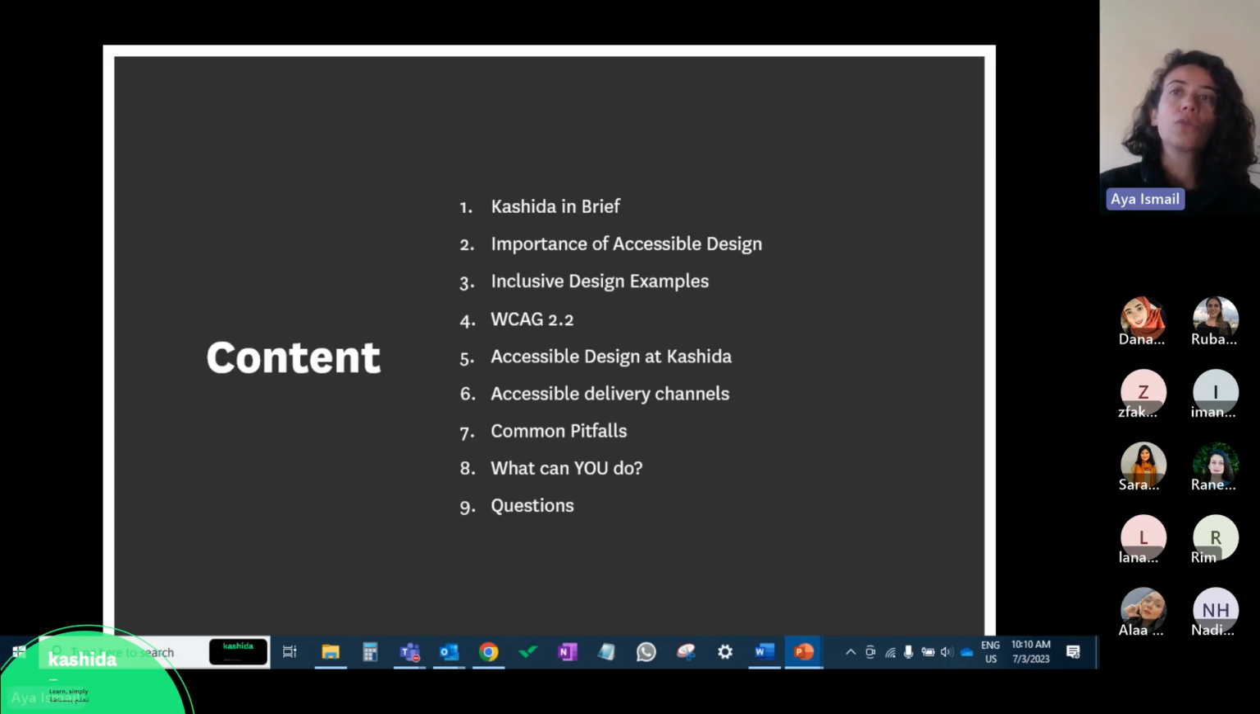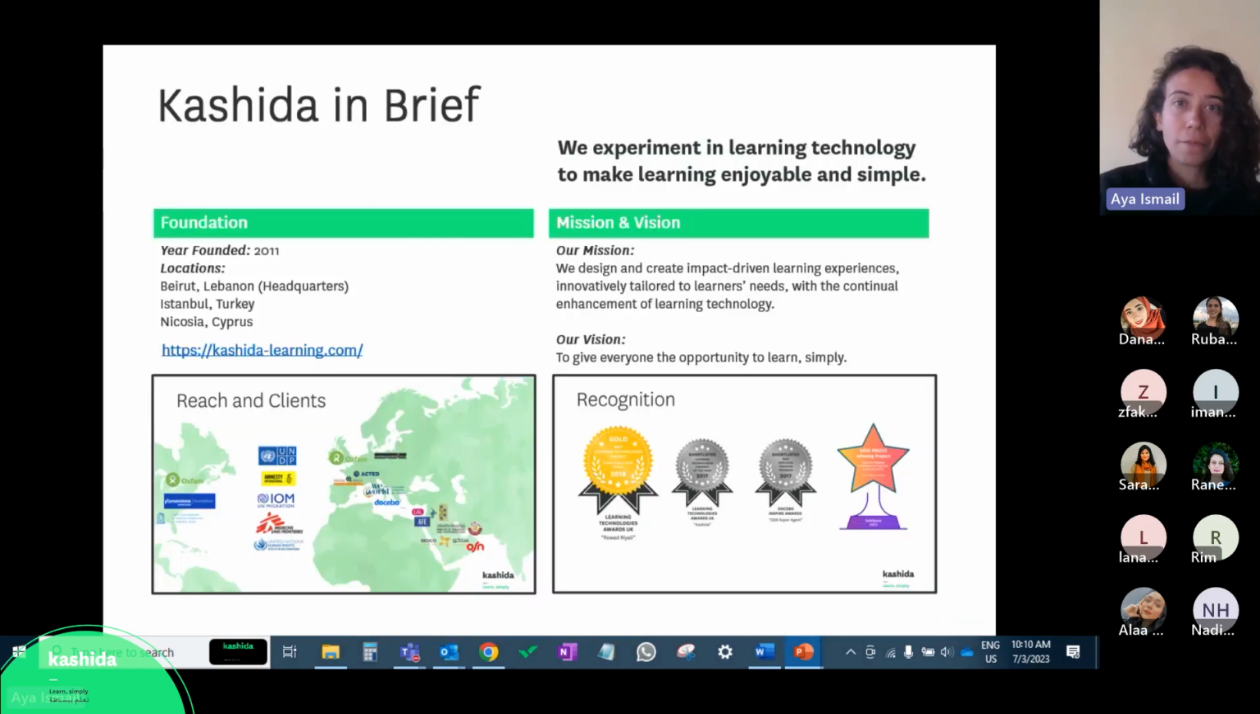We'll also show you a particular example of a course that we're currently working on, which is adhering to accessible design. So you will see actually a course in that sense. And we also will be showing you a checklist of all the different elements of accessible design that you can eventually download after the session. Sometime this week, we'll be sharing it with you so that you can download it and use it for implementing accessible design in your work. So let's start with a little brief of Kashida.